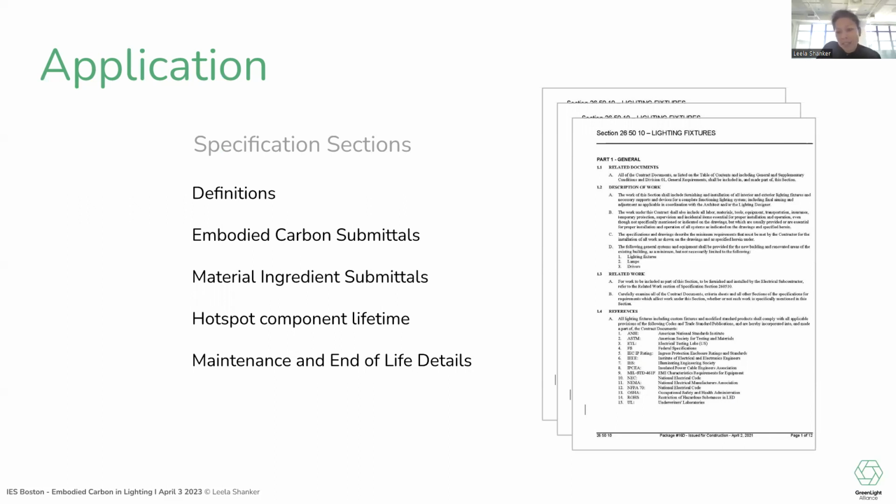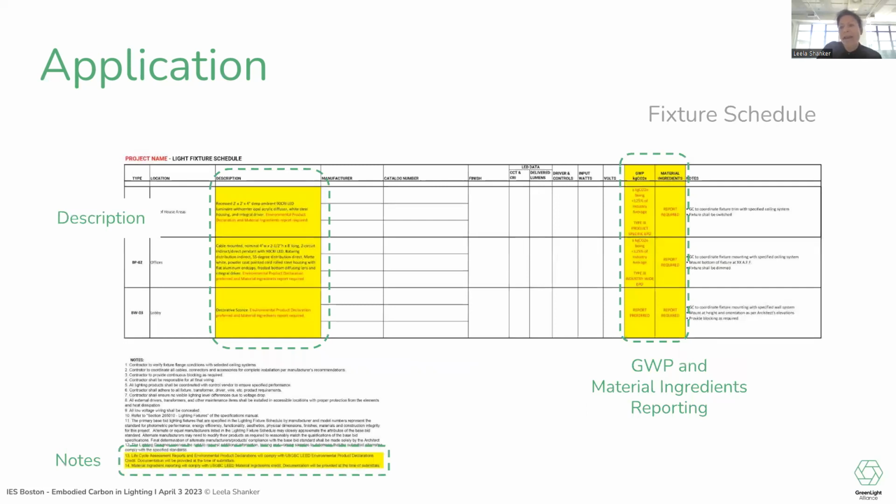And the fixture schedule on the final slide is another example of how we have added actual metric columns requiring global warming potential to be reported, and notes about it complying with LEED, and descriptions about when we are asking for it. So it's not on every luminaire, but we are being very selective about which ones make sense.